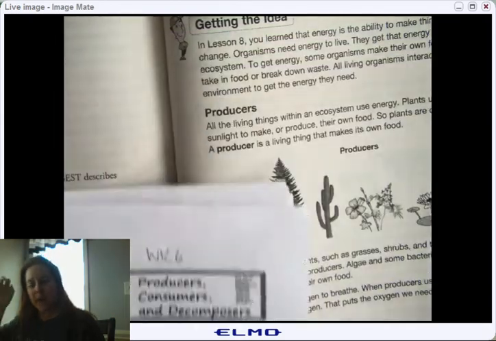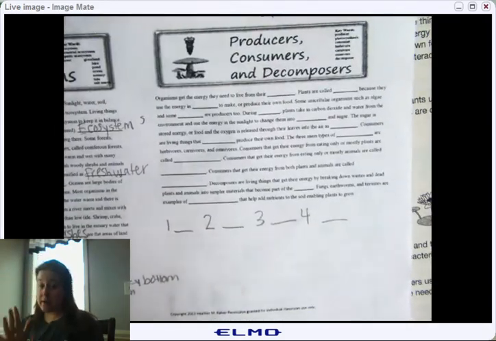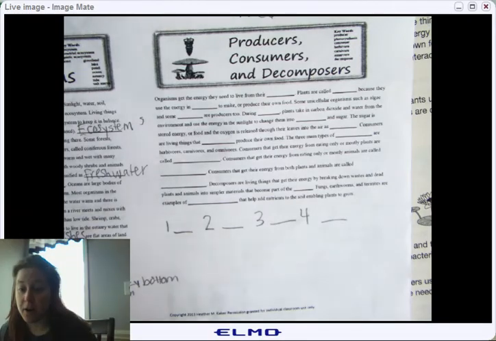Okay, guys, we're back here. We are working on producers, consumers, and decomposers. We are once again in our North Carolina coach book.